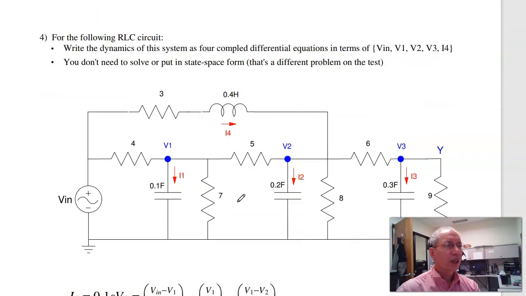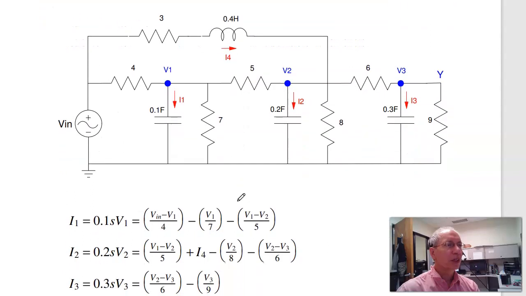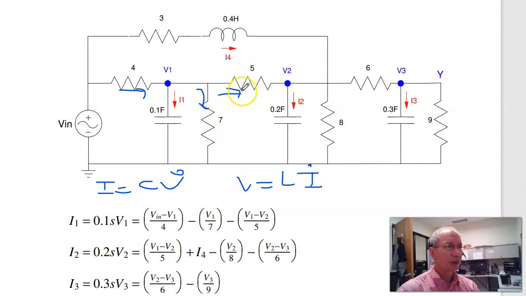Problem 4. Give the dynamics for this RLC circuit. So here the trick is I equals C dV dt. And for inductors, V is L di dt. So for the first capacitor, I1 is C dV dt, 0.1 V1 dot. That current is the excess current. So the current in is Vn minus V1 over 4, minus this current, minus V1 over 7, minus this current, V1 minus V2 over 5. Anything left over is I1.